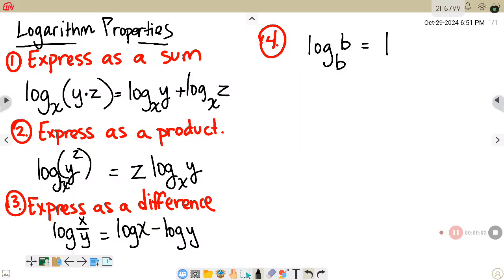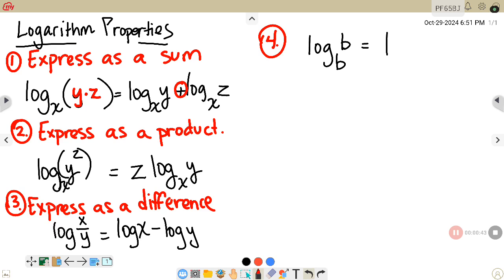All right, in this video, we are going to talk about different logarithmic properties. The first one that we are going to look at is if you're asked to express as a sum of logs, here's what you have. If you have log base x of y times z, that can be rewritten as the sum, which means adding the two logs together. Log base x of the first factor, which is y, plus log base x of the second factor, which is z.